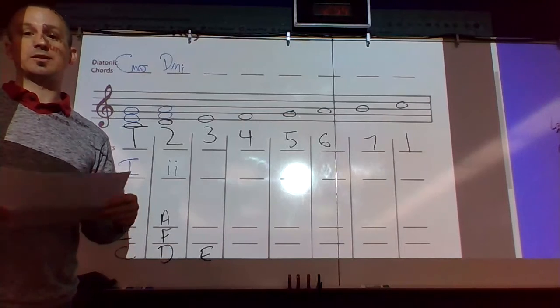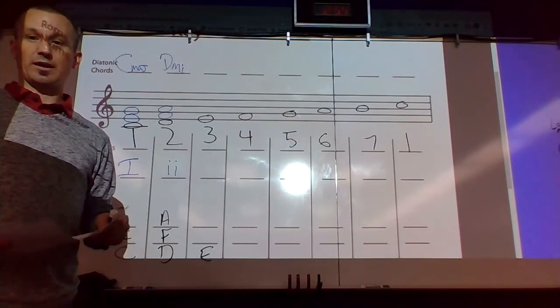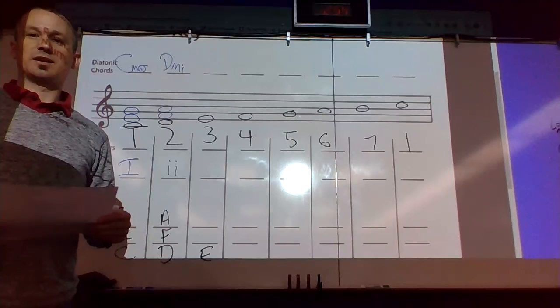It's really important that you understand all of this, so that when we go forward and actually start composing, it makes more sense to you.